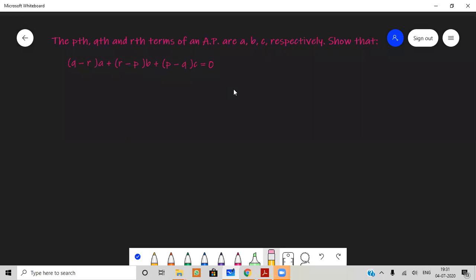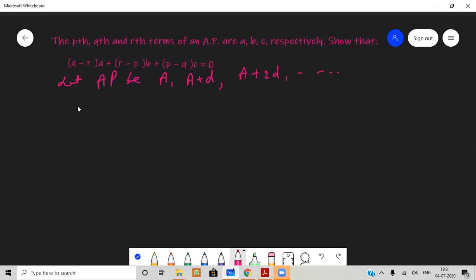So the question on your screen now: usually we represent an AP by a, a plus d, a plus 2d, and so on, by small letters. Since the small letters are already used here, they have shown the terms as the pth term and so on. So let us write first: let the AP be A, then A plus D, A plus 2D, and so on.